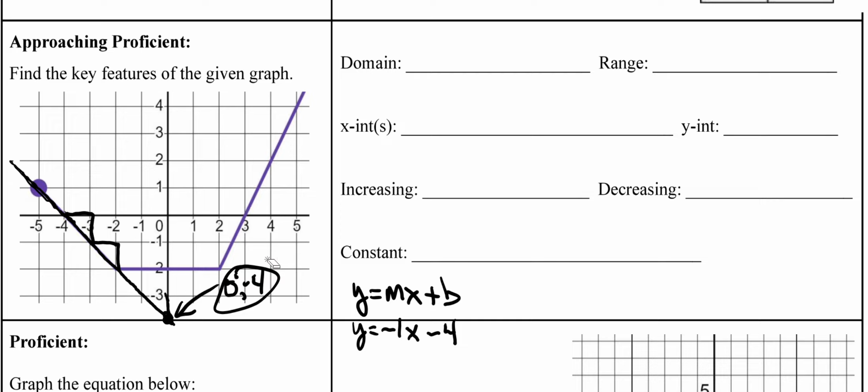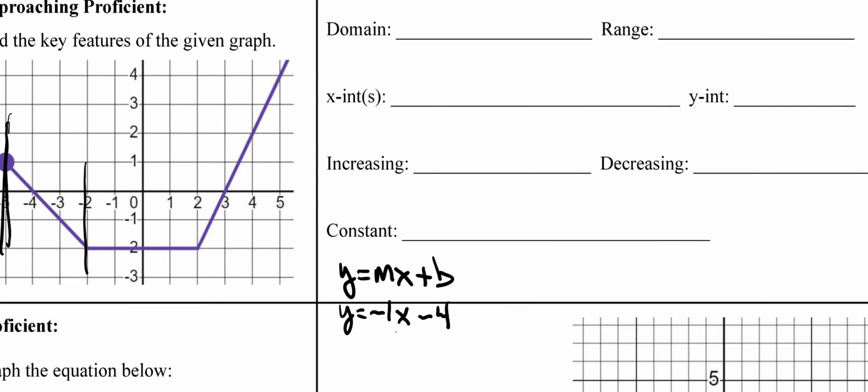But that's only between the x values of -5 and -2. And so we could say that y equals -1x minus 4, so long as x is greater than or equal to -5 and less than or equal to -2. Anywho, these are piecewise functions.